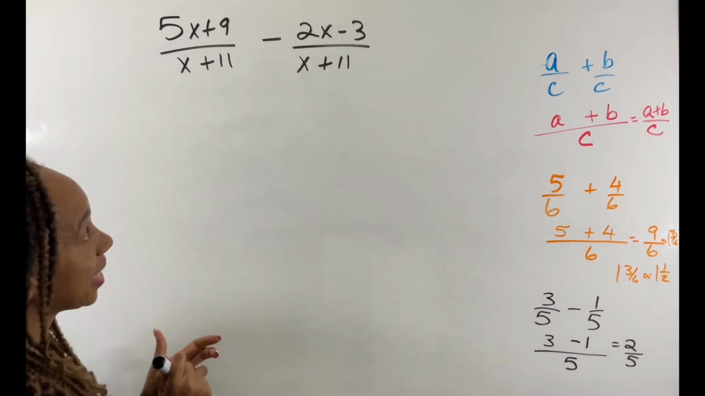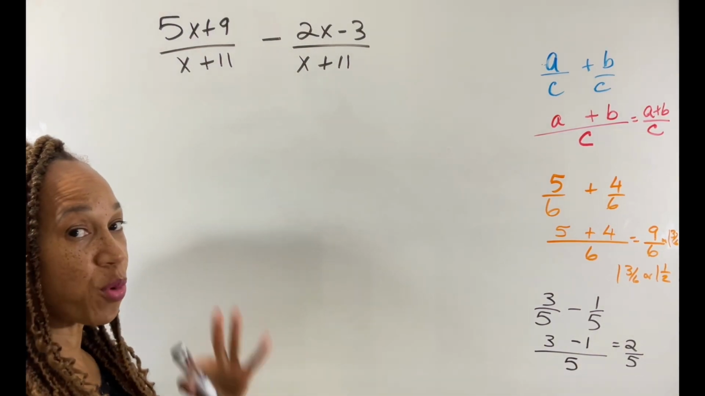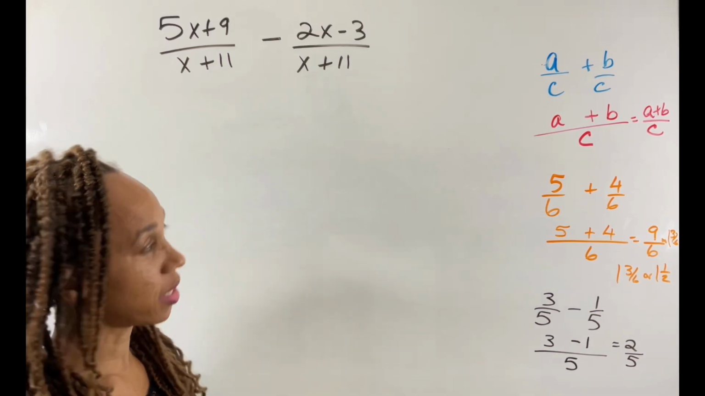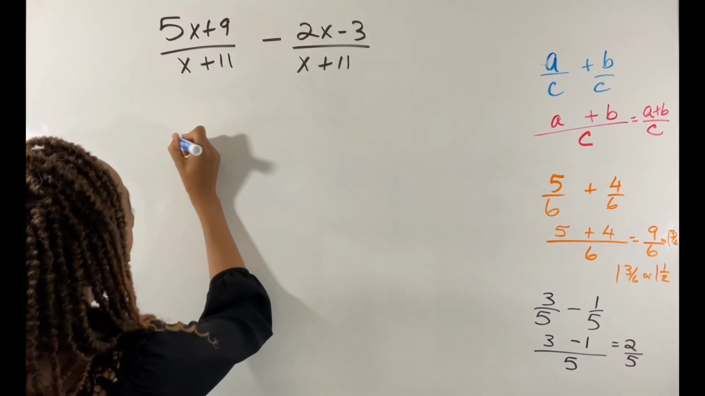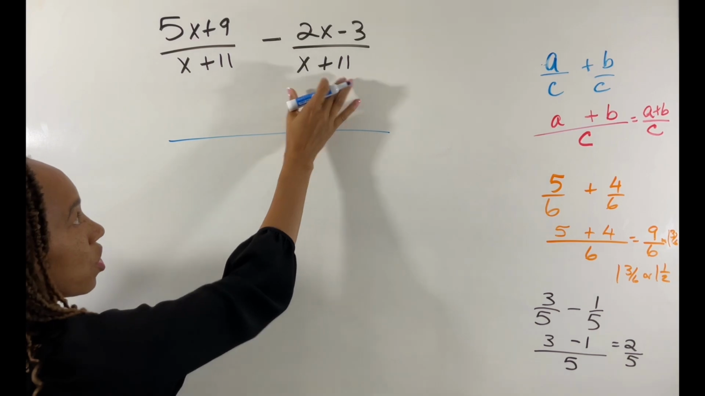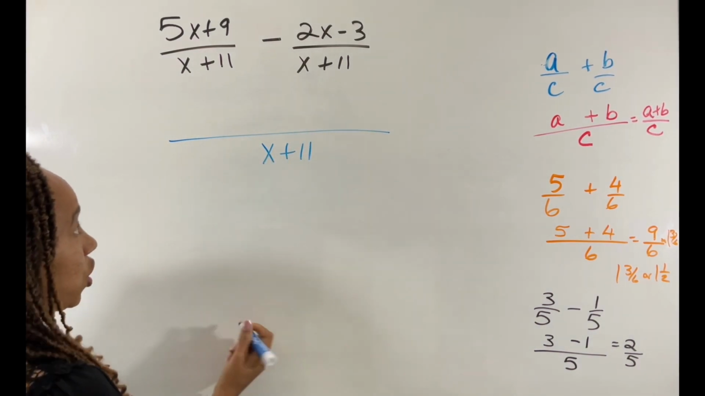So once again we have two rational expressions here, and this time we are subtracting them. We're not adding. Okay, we are subtracting. So you are going to draw your line underneath, big line. Because the denominators are the same, we are going to use just that one denominator here.